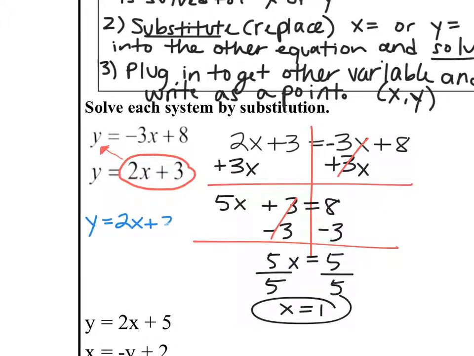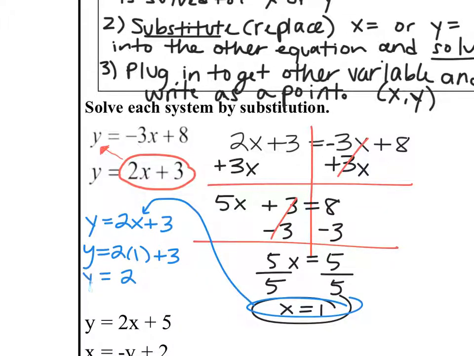I want to know what y is equal to, so I'm going to plug in to get the other variable and write it as a point. So where I see the x, I'm going to put a 1, because I just found that x was equal to 1. So I'm replacing it right here. y is equal to 2 times 1 plus 3. What's 2 times 1? 2. So y is equal to 5.